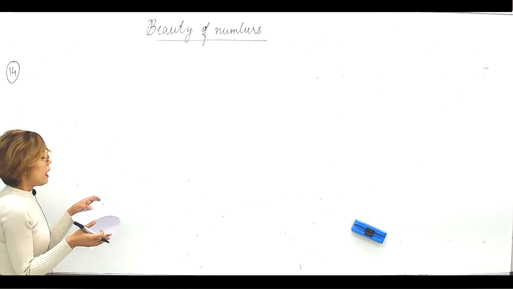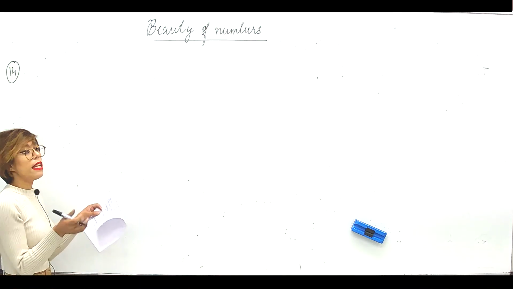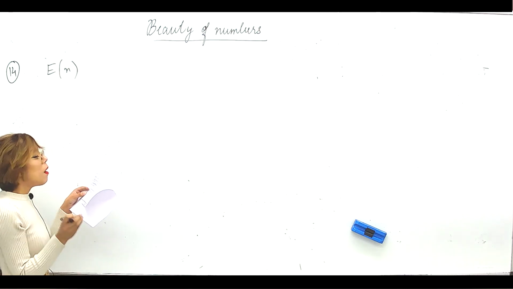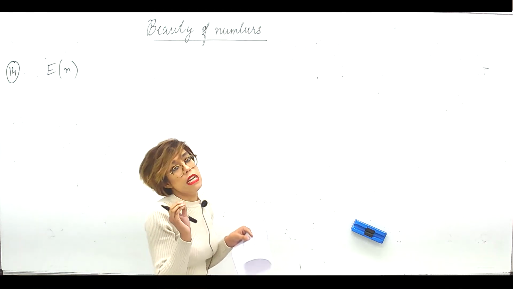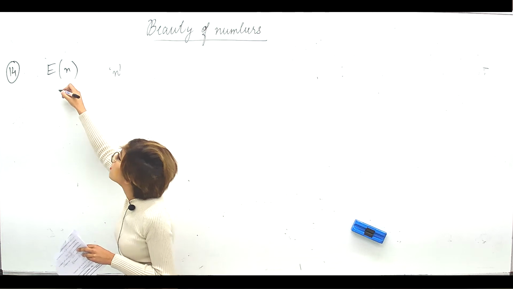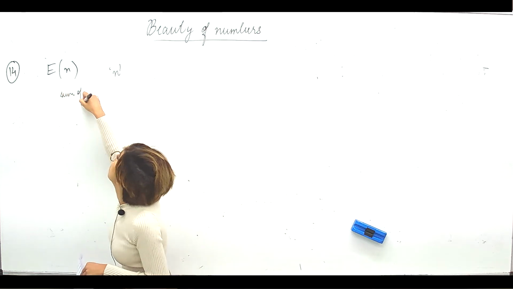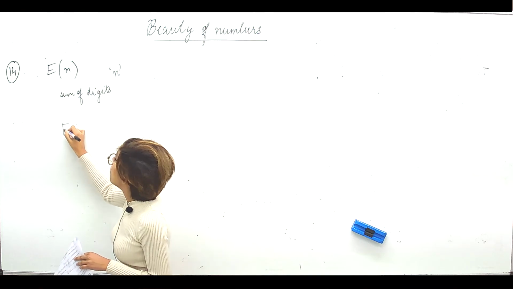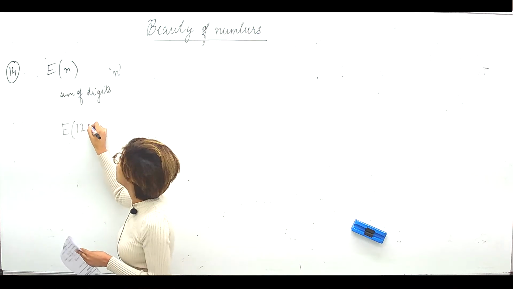Now he says E of n, not e raised to n. Basically, he is defining something: it's the sum of even digits of n. So there is a number n, and E of n is defined as the sum of even digits. He has given the example also. Suppose I am talking about E of 1243.